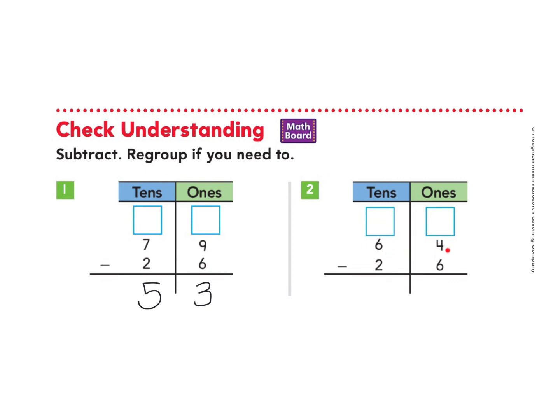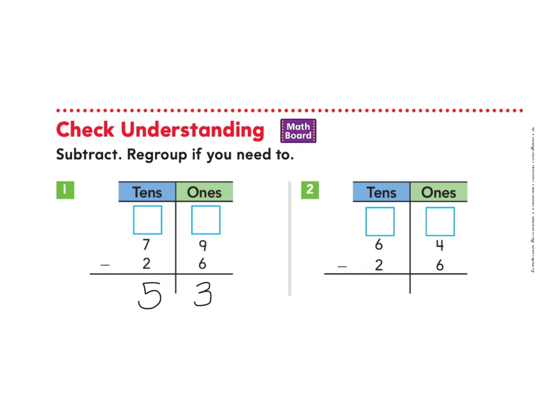All right, let's take a look at number 2. We have 64 take away 26. So the first thing we're going to do is take a look at the ones column. We have 4 and we need to take away 6. Are we going to need to regroup? Yes, we are going to need to regroup because there's 6 to take away from 4 and we don't have enough. So we're going to have to go over to our tens column. We go to the 6 here and we're going to take one of those groups of 10 away.